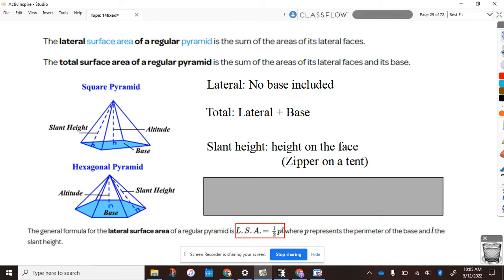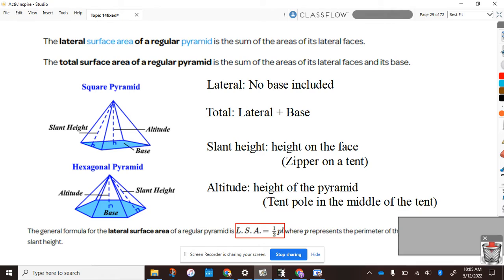Yesterday when we talked about volume, we talked about the height of the pyramid being dropped from the vertex at the top straight down to the middle of the base. The slant height is not that. It is not dropped straight down through the middle. The slant height is dropped down the outside, the zipper on a tent.